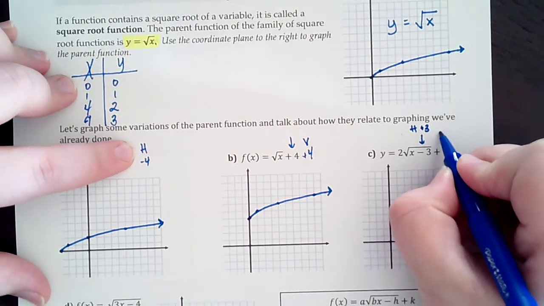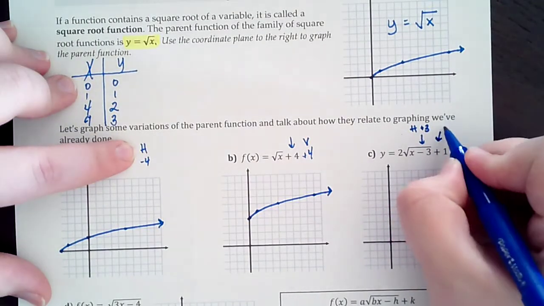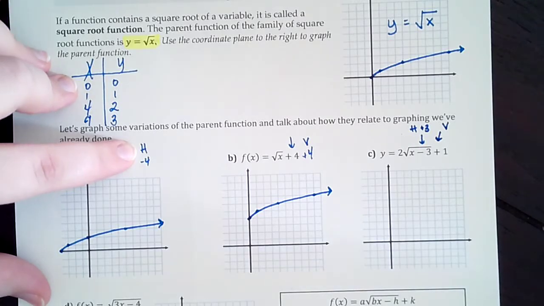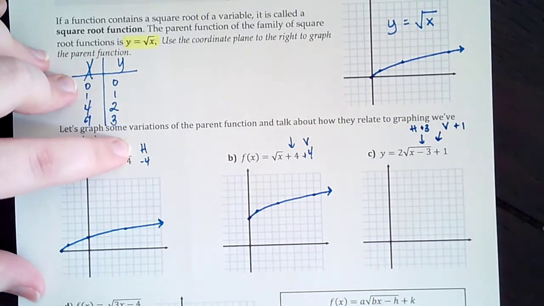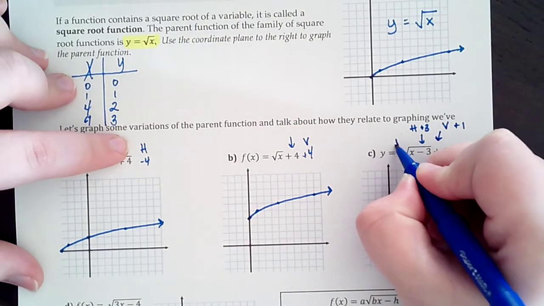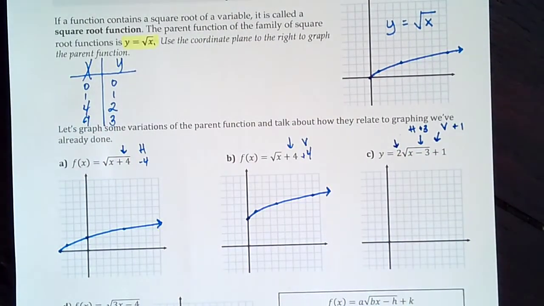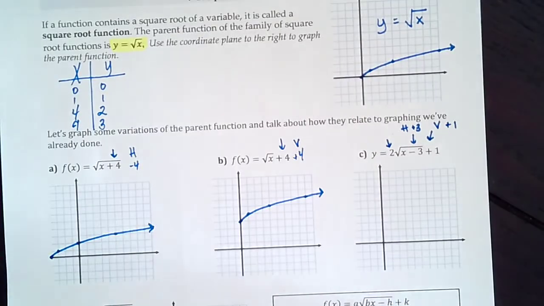The outside one was our second example. That is a vertical. It's a very trustworthy vertical, so it's going to do exactly what it says. It's going to go plus 1. But then we have to also take into account this 2 out front. What is a 2 going to do to this entire function?